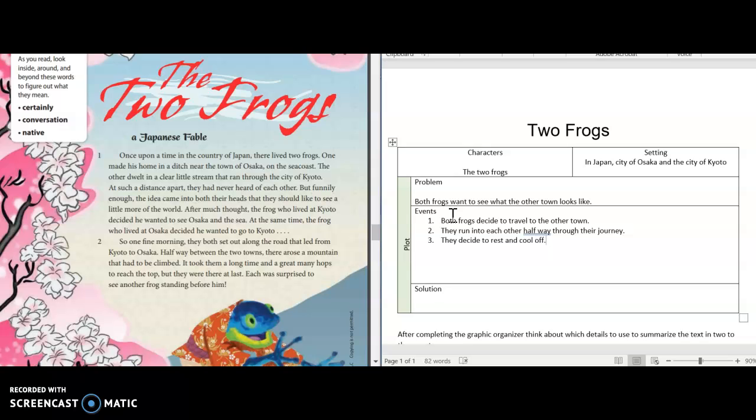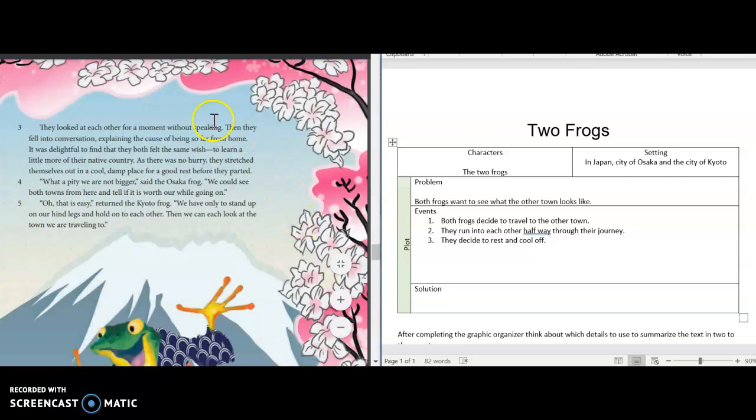Don't they find, they said, a damp spot? Let's see. I think that it was right in here. A damp place for a good rest before they parted, meaning before they went their separate ways. So they decide to rest and cool off before continuing their trip.